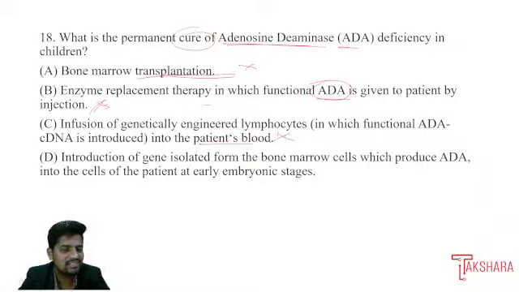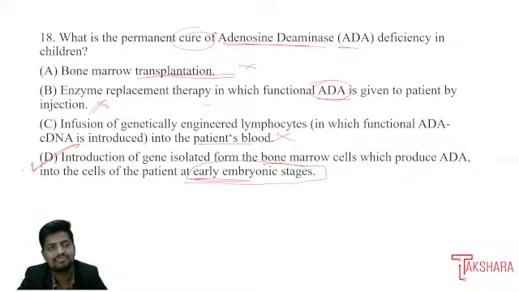And there is introduction of a gene isolated from bone marrow cells, which produces ADA, into the cells of the patient at an early embryo stage. If you detect the ADA deficiency in the early embryo, and the gene insertion occurs at the early embryonic stage, only then do we get a permanent cure. So option D is definitely the permanent cure for the deficiency disorder of the ADA gene. Correct. Okay.